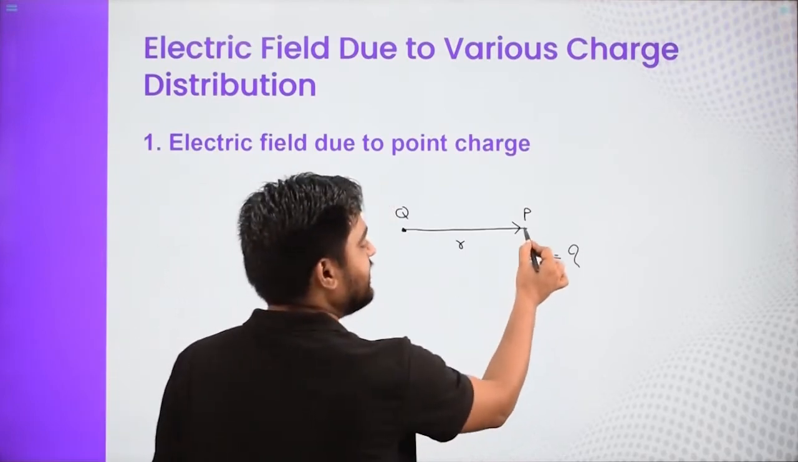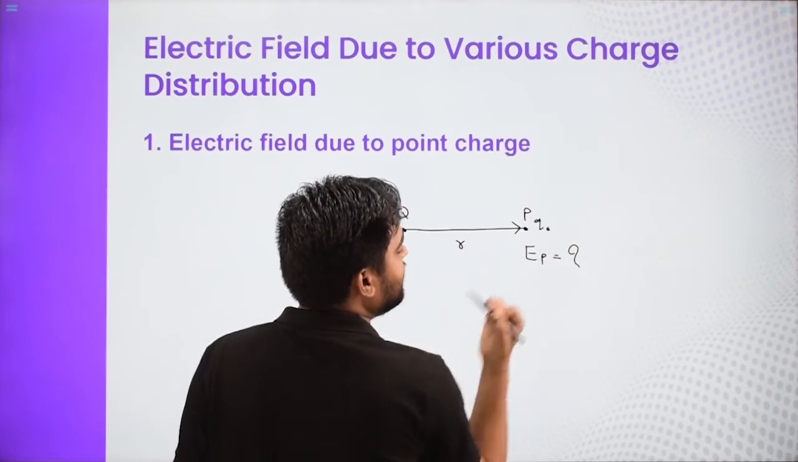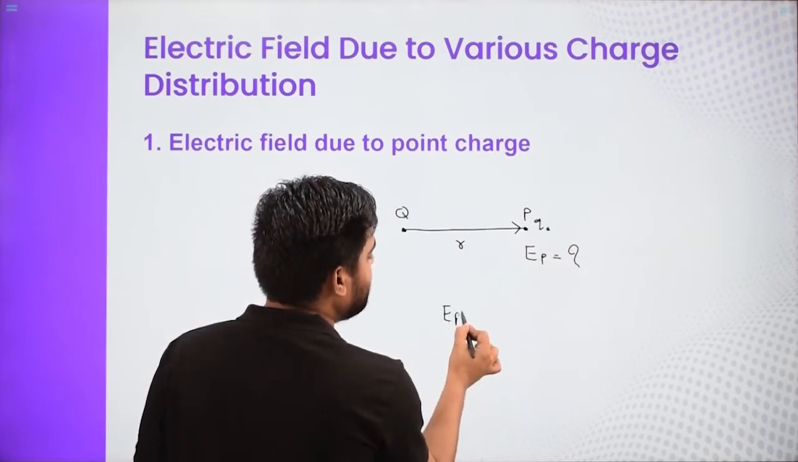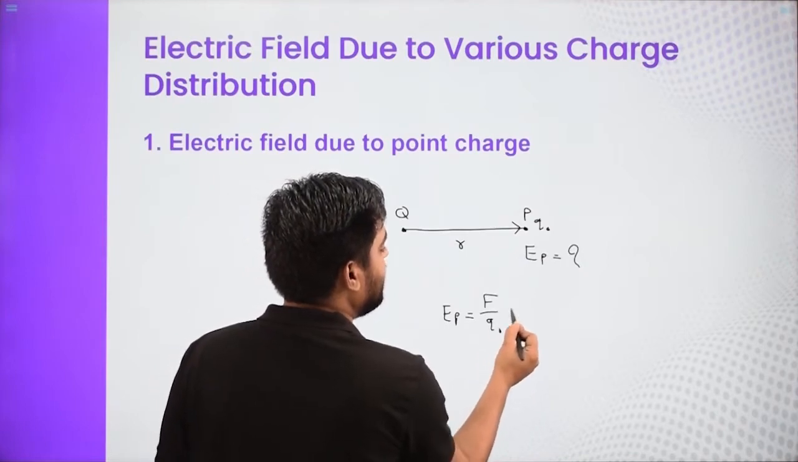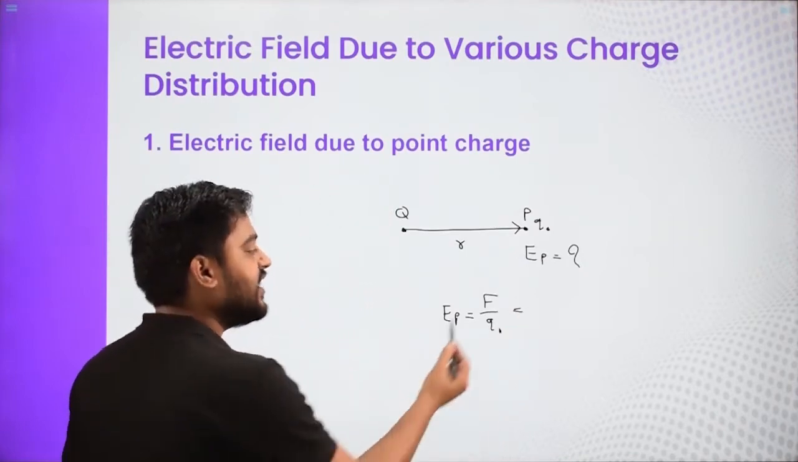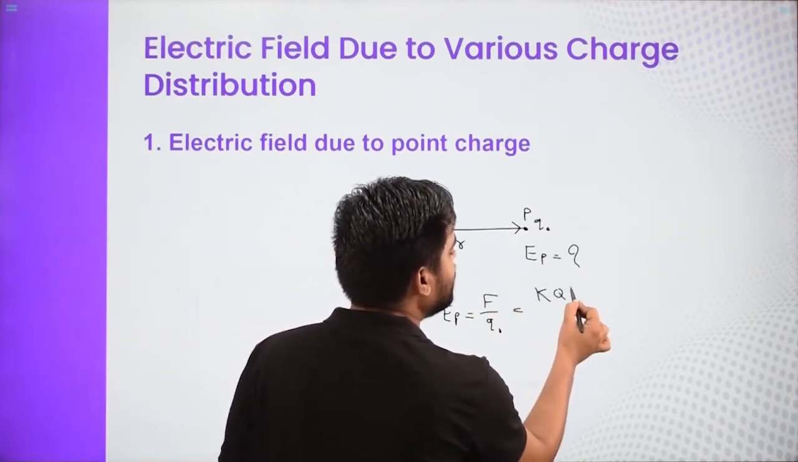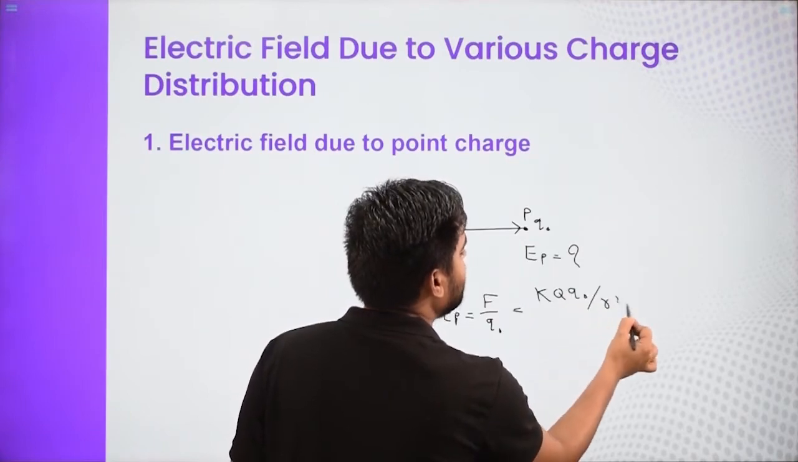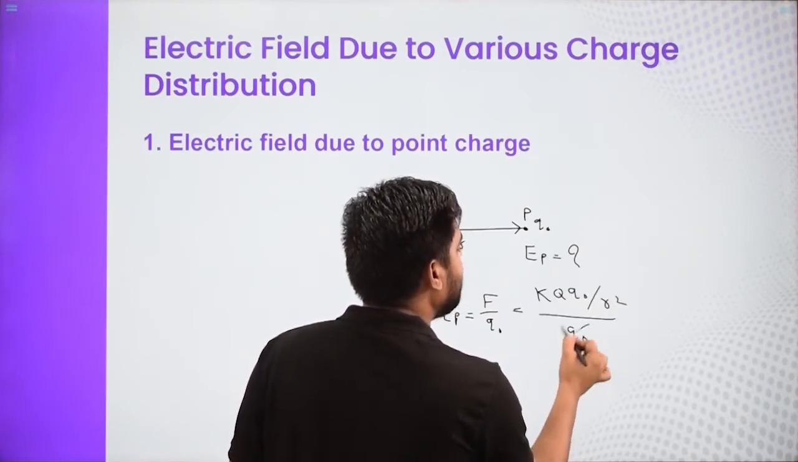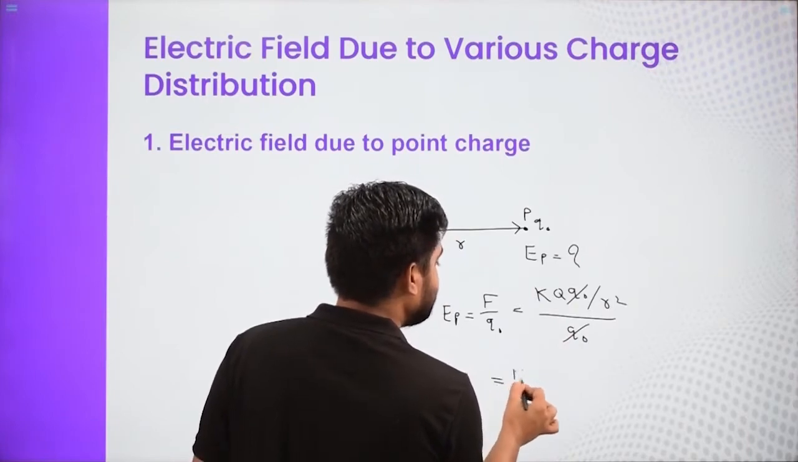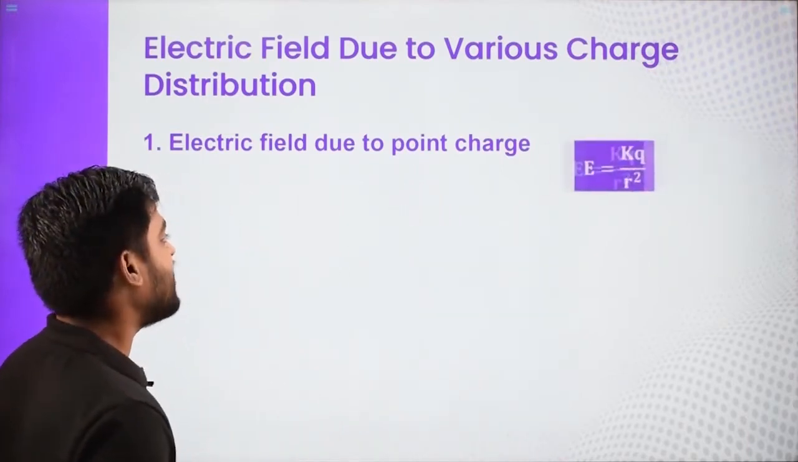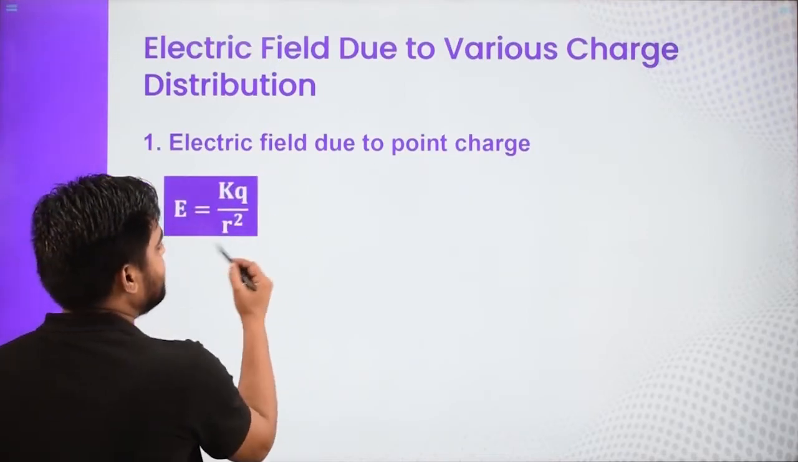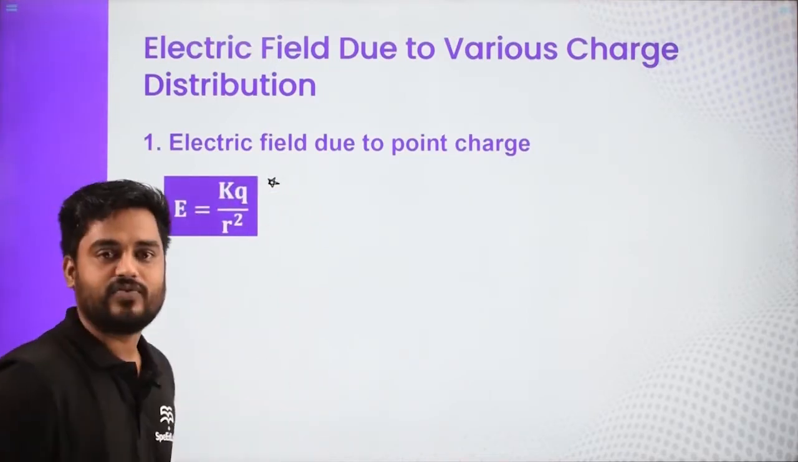Basically we take a point test charge, let's say Q naught, and we say the electric field at point P is basically the force experienced by Q naught divided by Q naught, and Q naught is just the test charge. So what is the force experienced? K Q Q naught by r square, and divide by Q naught. So Q naught cancels out and we get KQ by r square. So the electric field due to a point charge capital Q at r distance is given by KQ by r square.